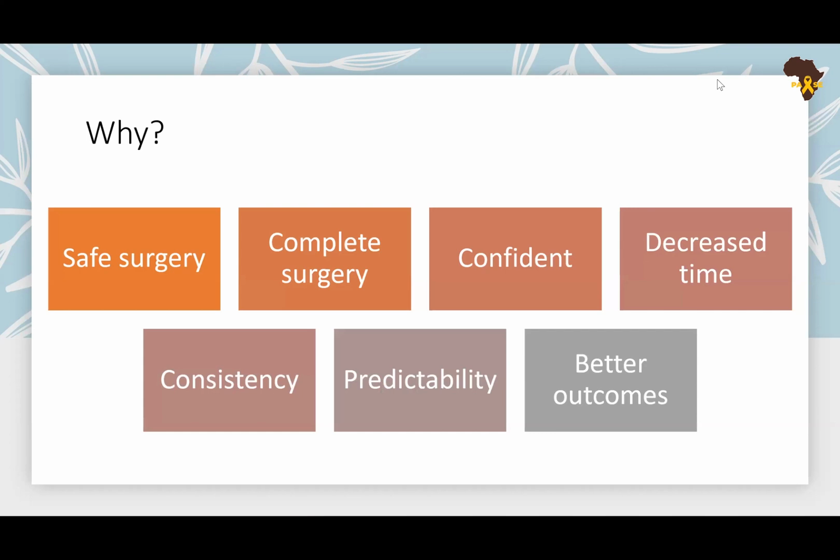Further, why? We need to do safe surgery. We need to do complete surgery. We need to be confident as a surgeon when we're going into such a pelvis. We need to decrease the time that we would need, which would help if we know the anatomy and our way around that pelvis. We need to be consistent every time we handle such a case. It's not luck that we are relying on, but we are consistent, we are predictable, and therefore we can give better outcomes to such people.